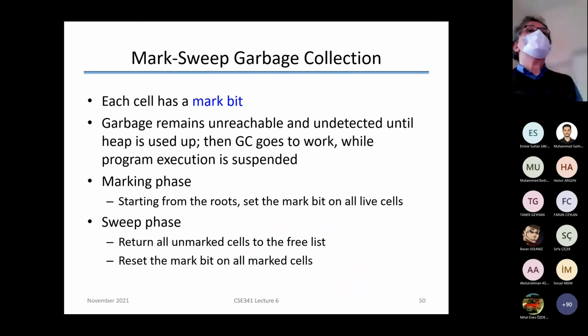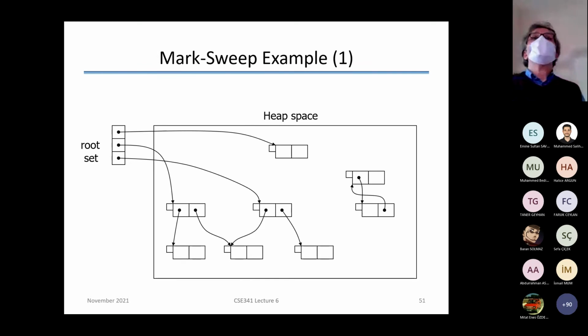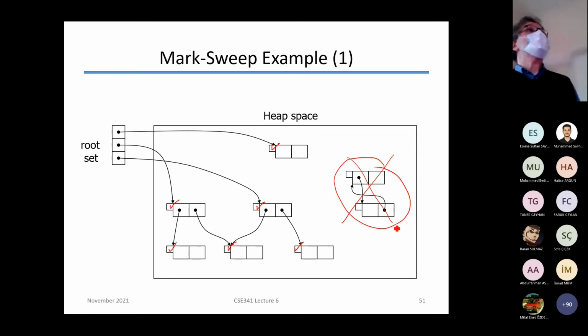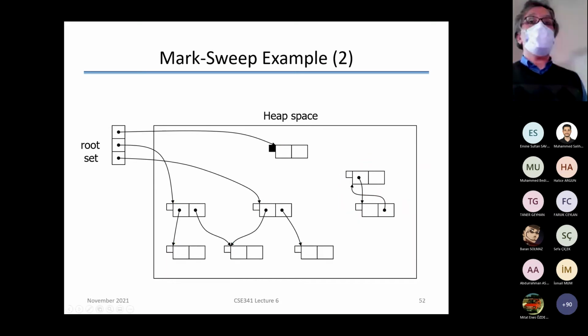What this does is it has a mark bit, and garbage remains unreachable and undetected until the heap is used up. Then in the marking phase, it starts from the root and marks everything that is touched. It will touch this one, this one, this one, this one. Now, these others are not going to be reachable from your root, and they will be removed. Things with no mark will be removed. But you see that this mark and sweep algorithm is going to be expensive because you need to go through the entire thing. So it's very difficult.